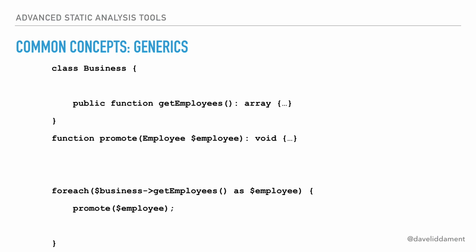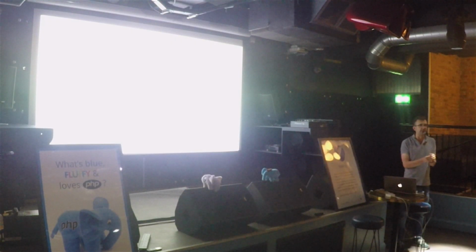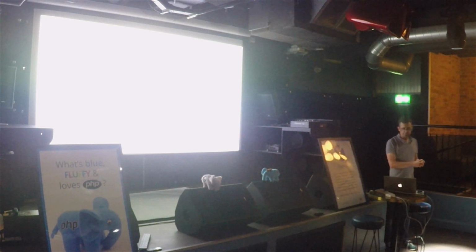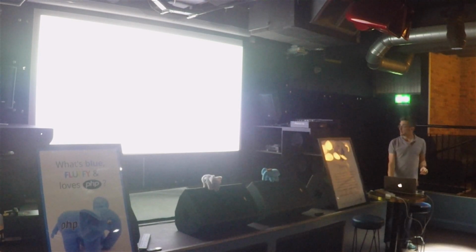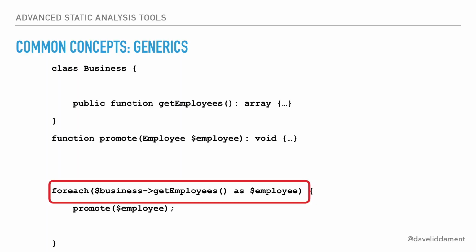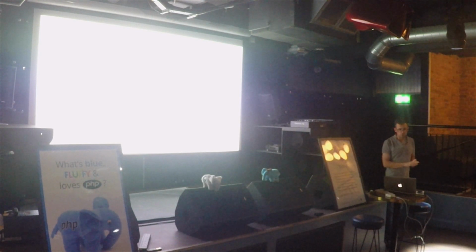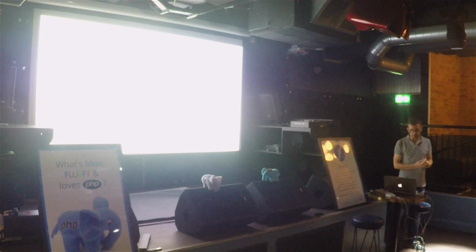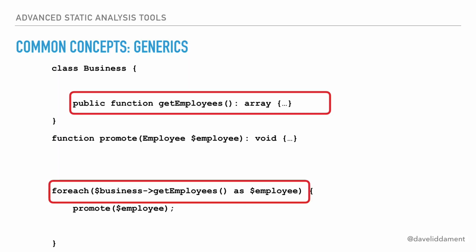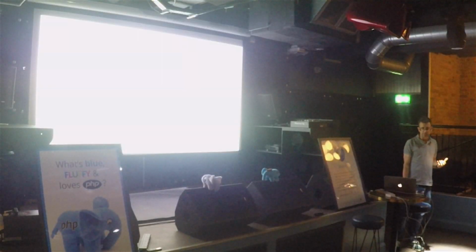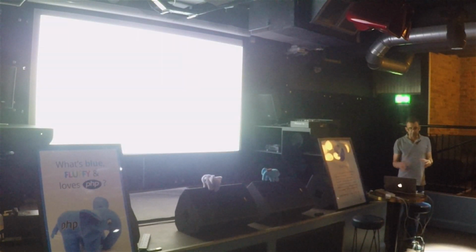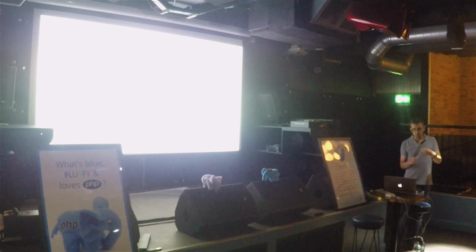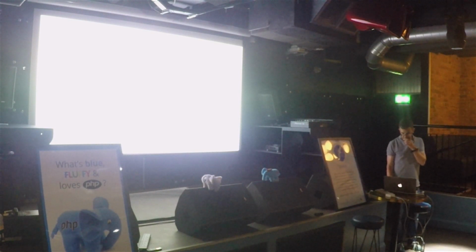And another common concept, and this is something that's currently missing from the PHP type system, but hopefully it will get added maybe in PHP 8, who knows, is the concept of generics. So if we look at what's going on here, we've called the getEmployees method of the business class, and we're iterating through each one. We have type hinted getEmployees, so we have said we are returning an array. So we know that we can iterate through it, but we don't know what each entity within that array is.